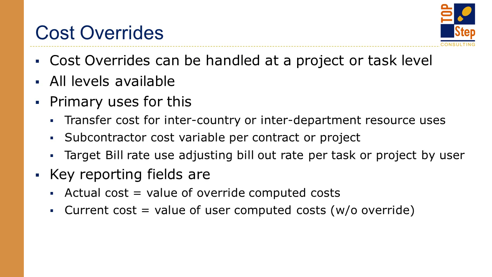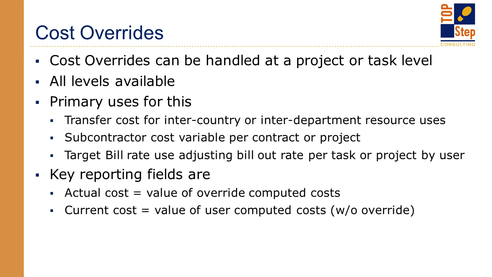So an example of this could be in a case where there's a transfer cost between countries. If a U.S. project manager was borrowing an offshore user who would typically be billed at a different rate, but they can bill them at the U.S. rate and would like to adjust their costs just for this project, they would do a cost override.